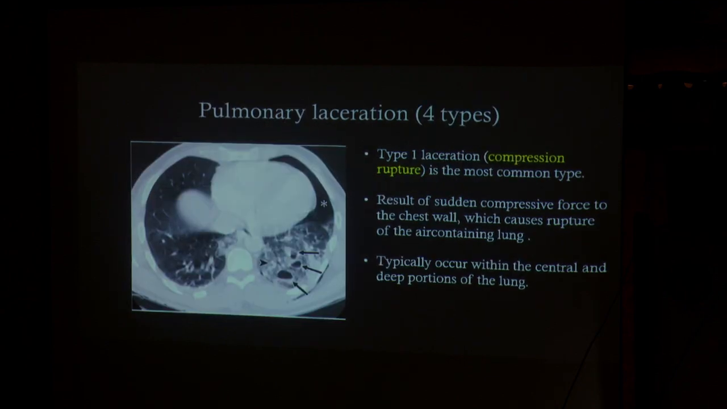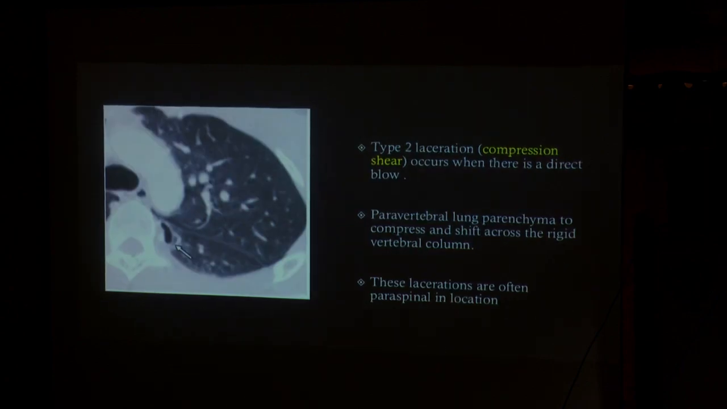So there are 4 types of pulmonary lacerations. This was taken from radiographic articles. The type 1 laceration is the compression rupture type, which is due to sudden compressive force to the chest wall. This occurs in the central and deep portions of the lung. Type 2 is the compression shear type, where there is a direct blow to the lung. The paravertebral lung parenchyma gets compressed against the adjacent rigid vertebra. Due to this, the laceration occurs in the paravertebral region. This is type 2 laceration.